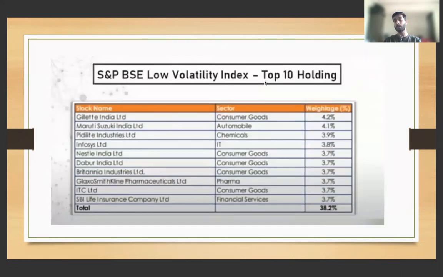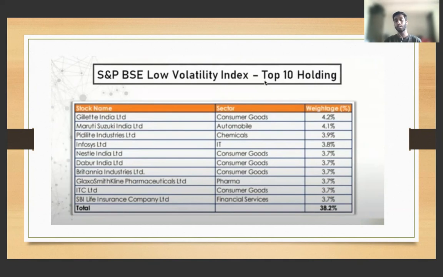So now, looking at the list of companies in the BSE low volatility index of S&P, the top 10 companies are Gillette, Maruti, Pidilite, Infosys, Nestle, Dabur, Britannia, ITC, SBI Life Insurance. The highest weightage is with Gillette, Maruti Suzuki, Pidilite, Infosys, Nestle. These are the top 5 companies with the highest weightages.